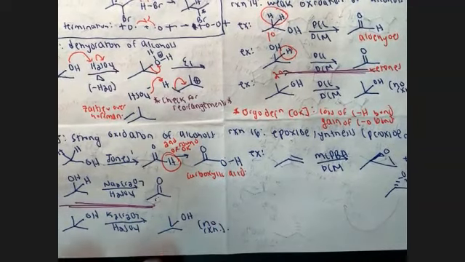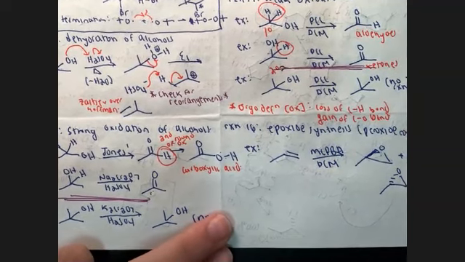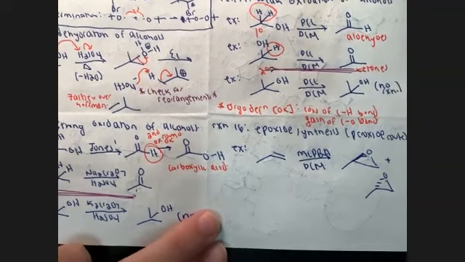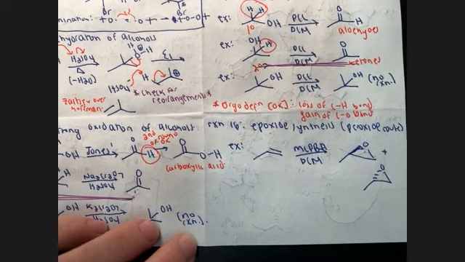Was this regiospecific? No. Was it stereospecific? No. So really all you have to know is that, okay? And no mechanism required, okay? Just know that you can approach from the top or the bottom face of that pi bond. There you go, all right? That was reaction 16.